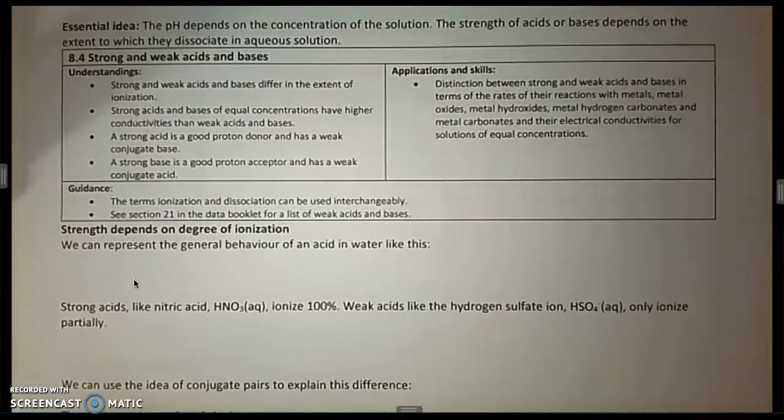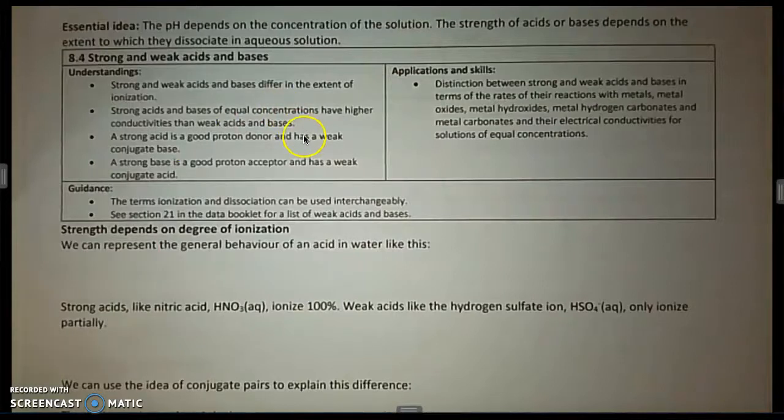So the essential idea for today: the pH depends on the concentration of the solution. The strength of acids and/or bases depends on the extent to which they dissociate in aqueous solution. So we're going to really focus on this idea of dissociation or ionization today. Those two words can be used interchangeably.